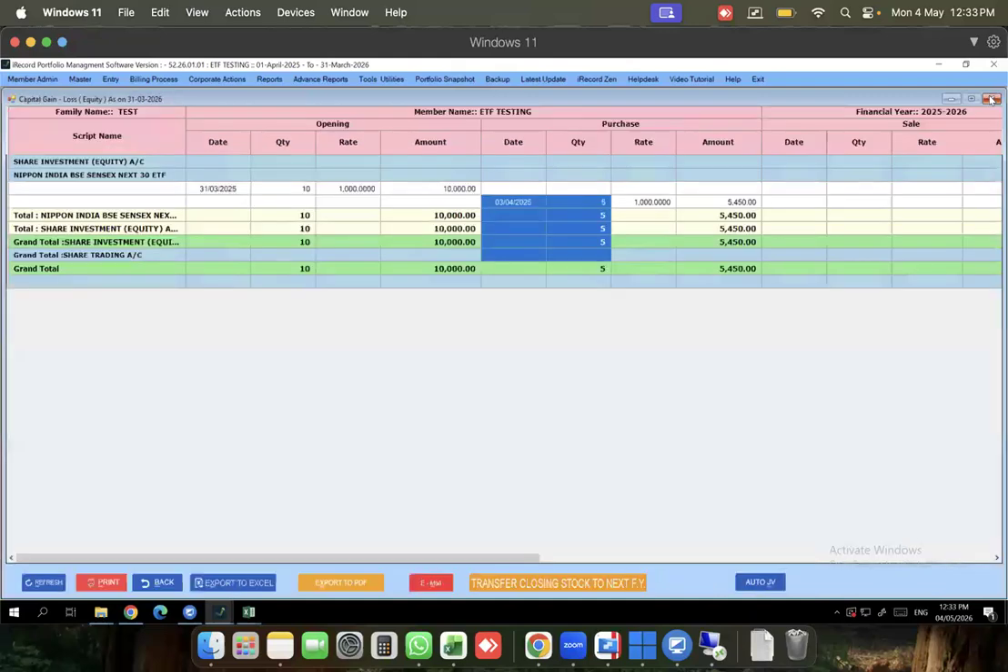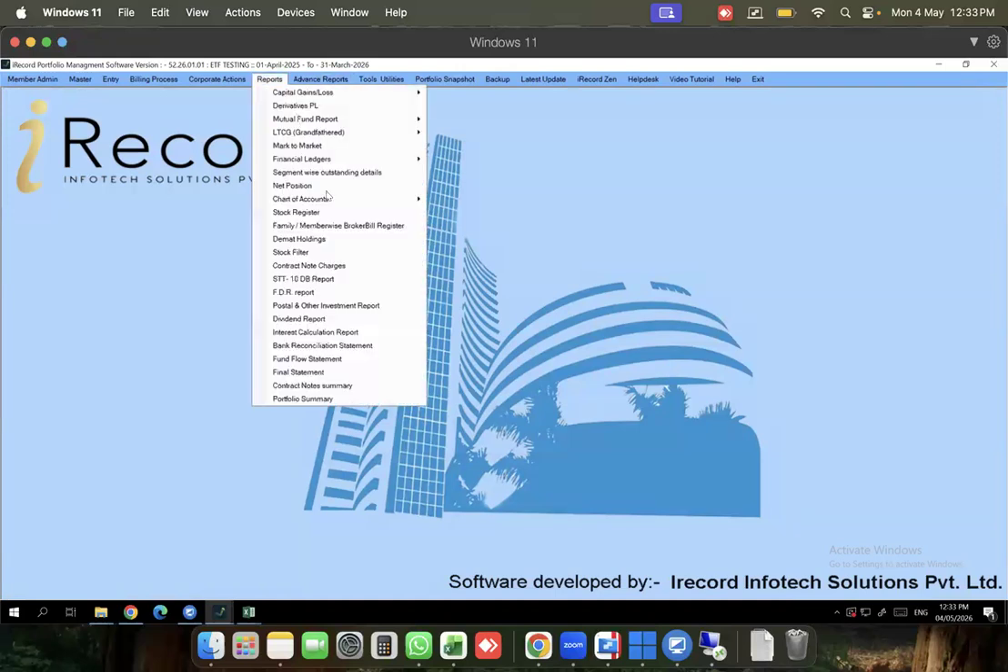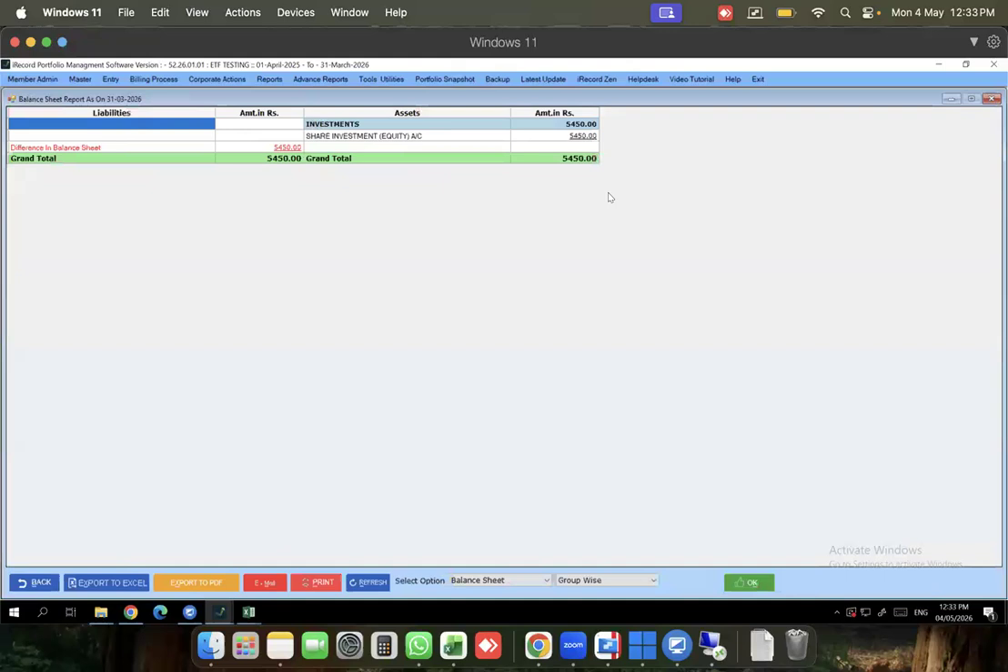Now, the purpose of recording the ETF broker account was also to ensure that the balance sheet balances, because there is no broker involved, there is no third party. Hence, we also have to ensure the additional dividend income is recorded on the P&L. So on the balance sheet, when we look it up, we'll see a variance difference of 5,450.